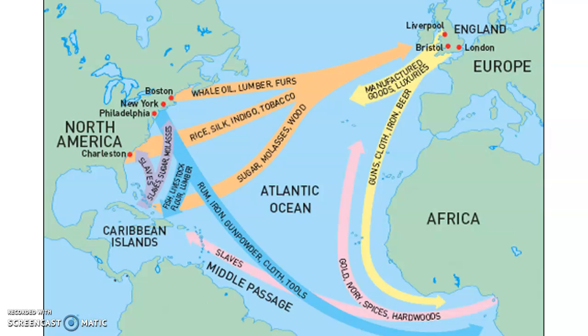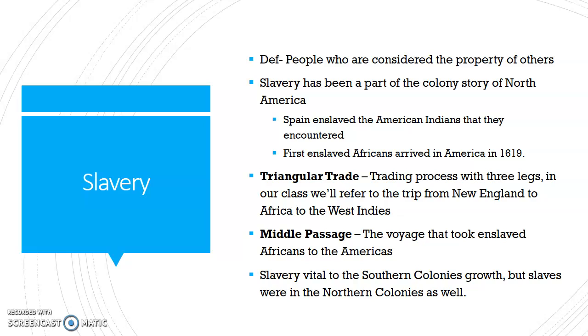That pink route right there, the journey from Africa to the Western Hemisphere, we often refer to as the Middle Passage, which is this voyage that took enslaved Africans to the Americas. And we'll dig into this topic a little bit more this week, but suffice it to say, it is not one of the shining examples of America's history. We do see that slavery is vital to the Southern colonies' growth. That's how they were able to grow so much stuff. But we do see slaves in the northern colonies as well.